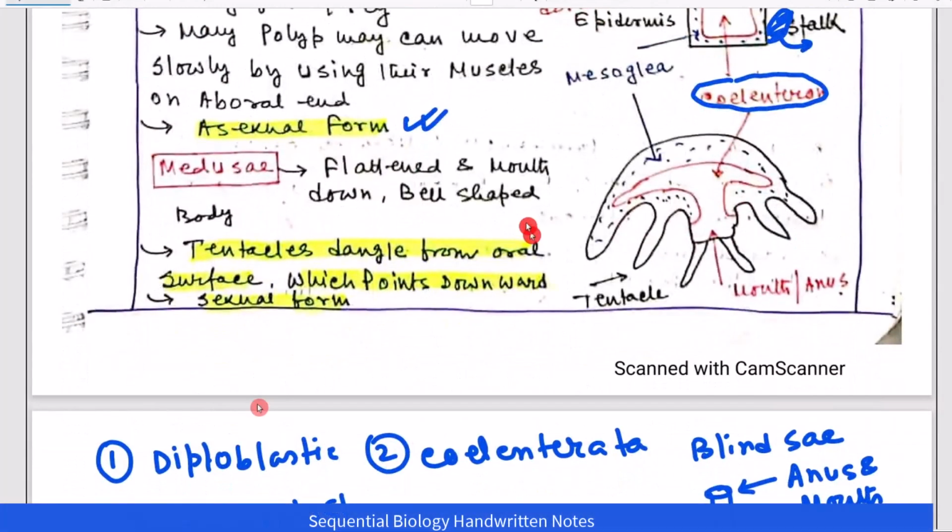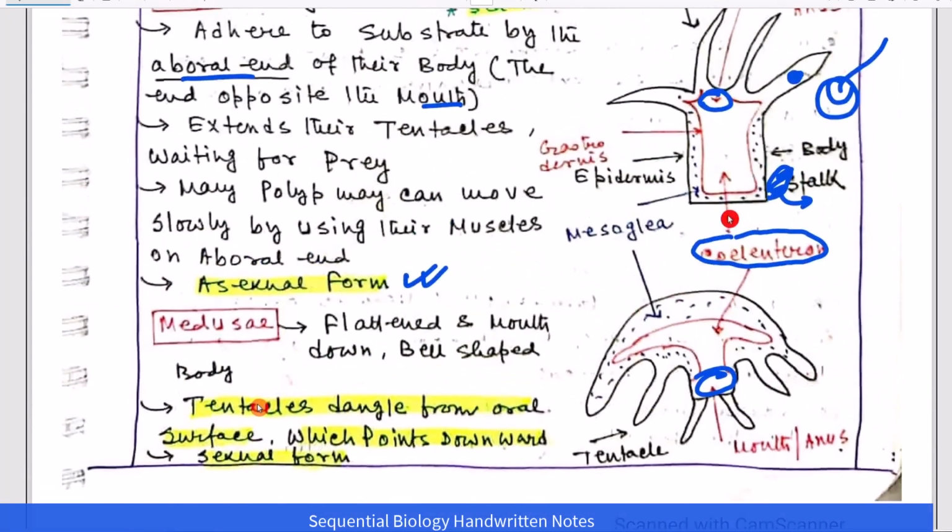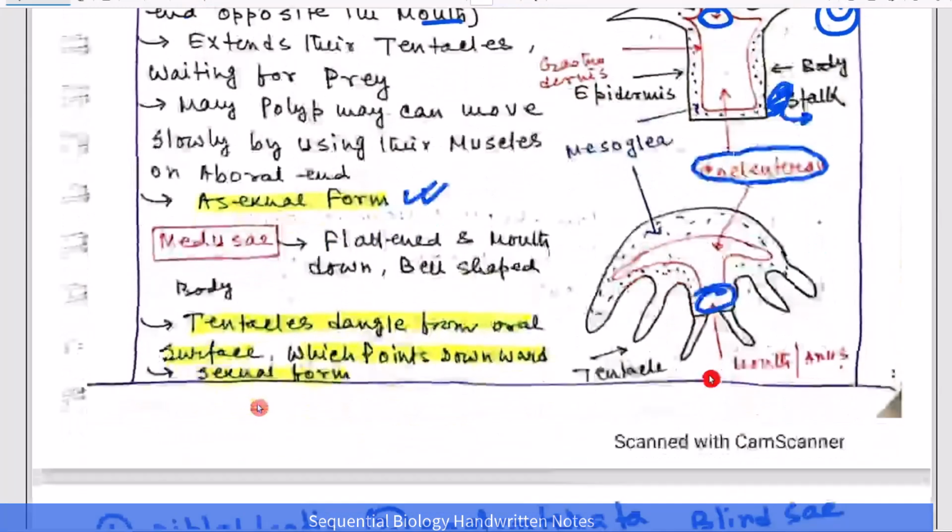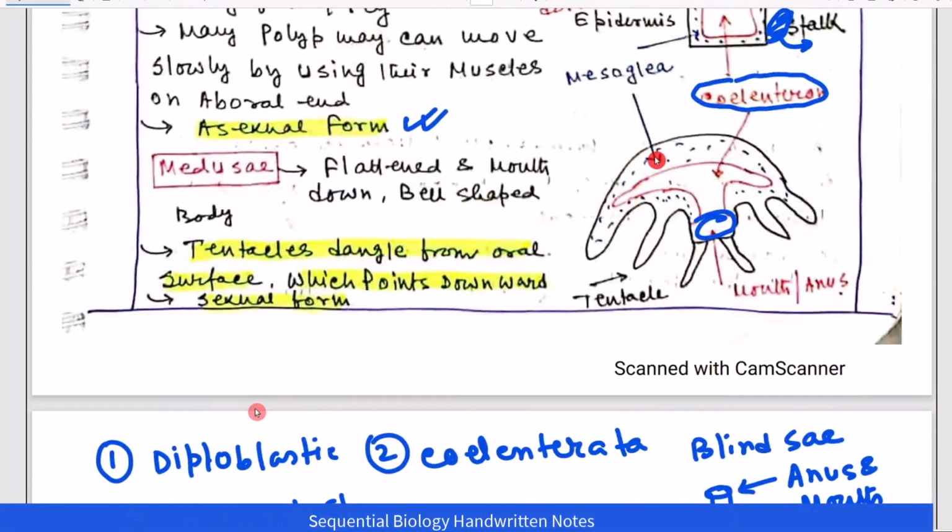And next, the Medusa stage. Medusa stage is flattened with the mouth down. Their mouth is present in a downward position, but in the polyp stage, the mouth is present in an upward position. Here the mouth is present in a downward position, and this is a bell-shaped structure.